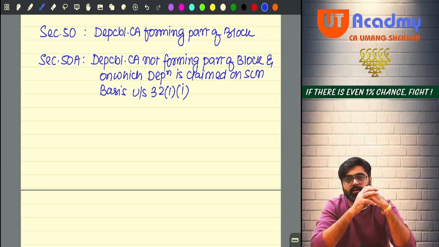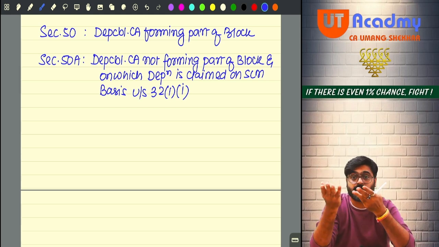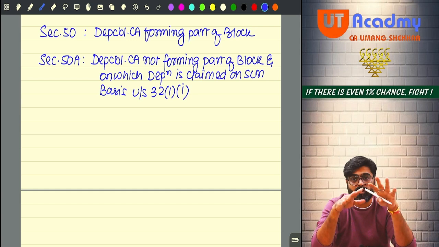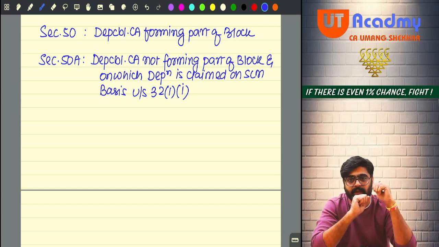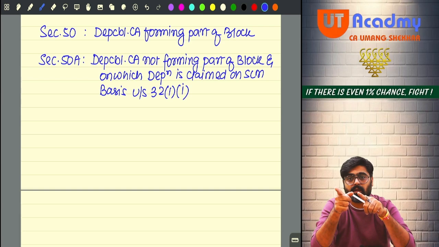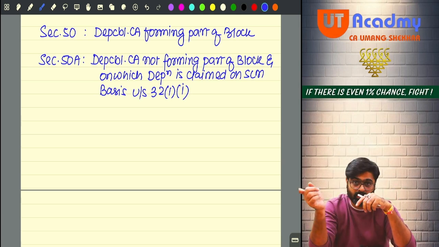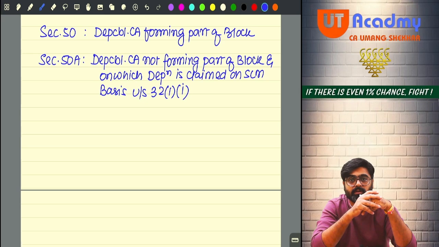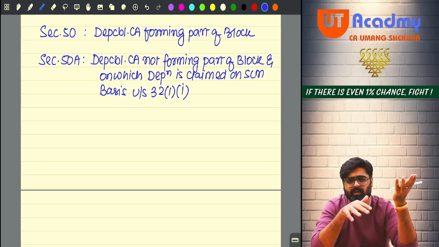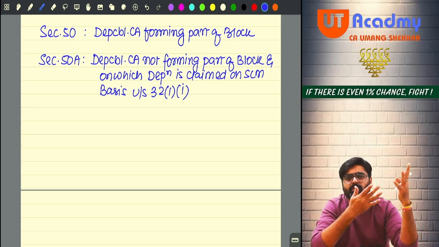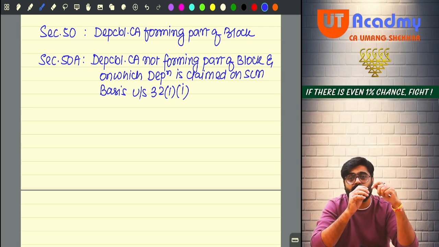Will you do indexation? Will you check the period of holding? Yes, absolutely you will have to check the period of holding, because this is not forming part of block. Asset is individual. So for individual asset, you will check the period of holding also. And if the period of holding is short term, actual cost will not be indexed. If the asset is long term and the transfer was made prior to 23rd July, you are going to get indexation also for the actual cost. And if the transfer was on or after 23rd July, then take the actual cost, no need to index it.